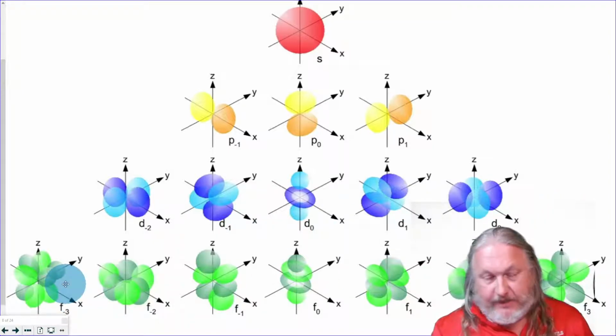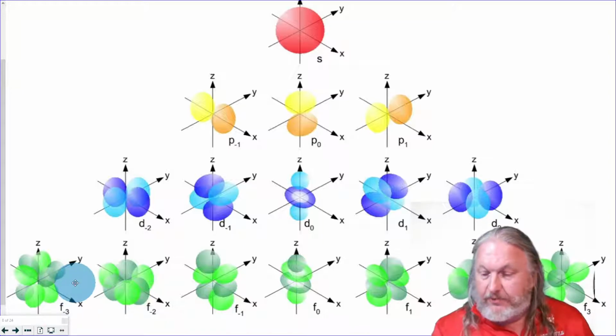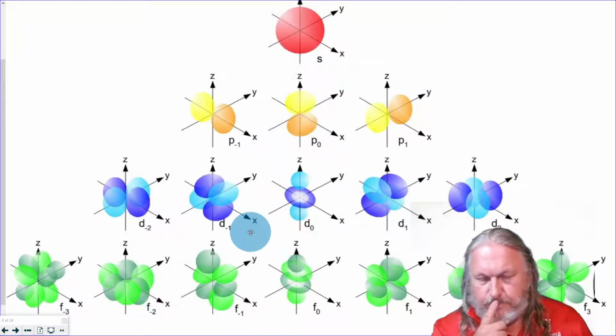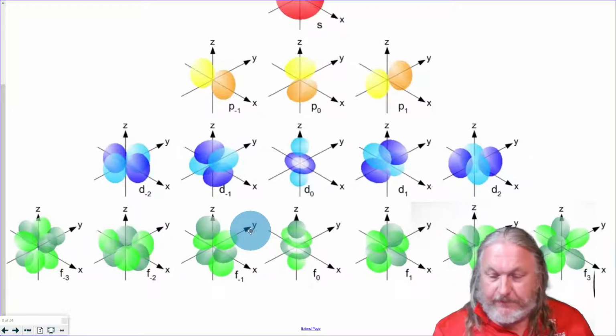These are the F shapes, and they're really strange. And you can see that there are 7 of these. Now let's see if we can see a pattern: 1, 3, 5, 7. That might come into play later. Okay.